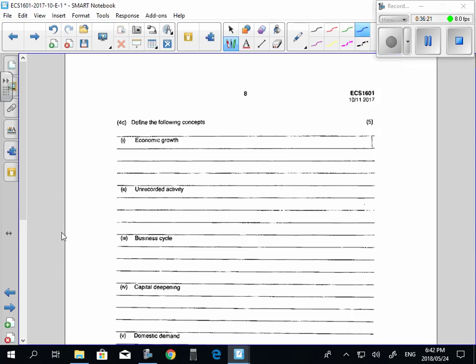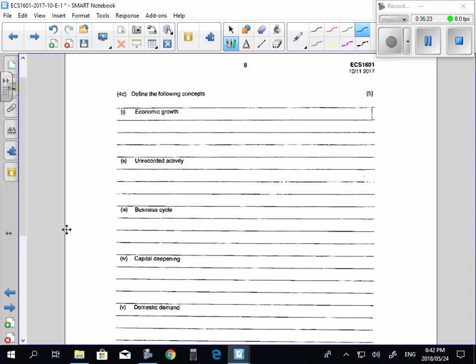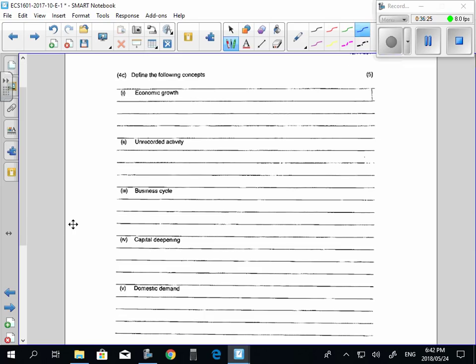Right. Define the following concepts. Economic growth. I've done this already. We said it was the change in real GDP. It is the year-on-year increase. Unrecorded activity. We're talking about production that is unrecorded or not counted towards our GDP.